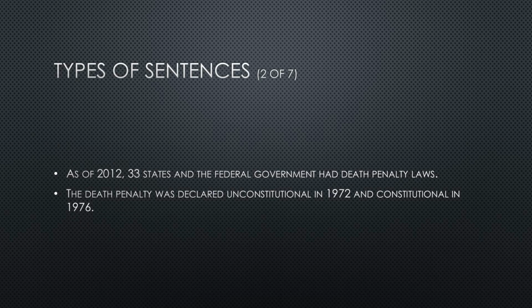So 10 years ago, in 2012, 33 states and the federal government had death penalty laws. Interesting, just a fun fact, the death penalty was declared unconstitutional in 1972 and then constitutional back in 1976. So just something to think about. So not all states allow the death penalty, but there are a number of them that do.